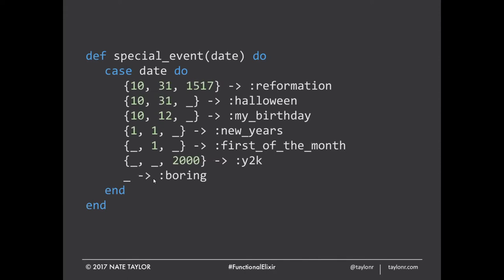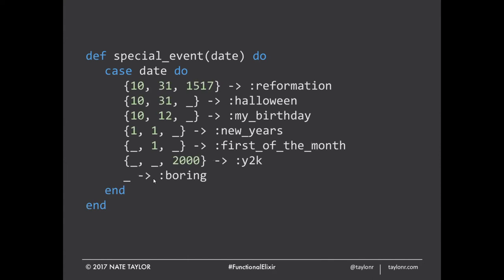And in Elixir, Elixir uses a tuple for a date. It actually uses a tuple of tuples. So the first tuple in a date time is going to be the date, and the second tuple is going to be the time, and then the date tuple is going to be month, day, year for the elements of the tuple. And so what I want to do is give this function a date, and I want it to return me an atom that tells me different things.